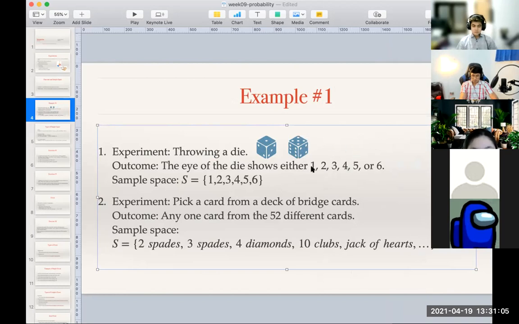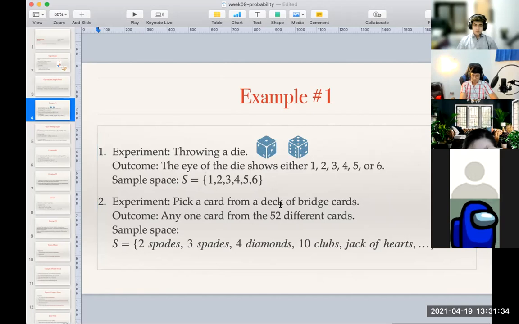And then what about the sample space? Then you need to write all the possible options: 1, 2, 3, 4, 5, 6. And don't forget, usually for the sample space, we use the symbol capital S. And then you need to have a curly bracket, opening, and then the values, and then closing with another curly bracket.